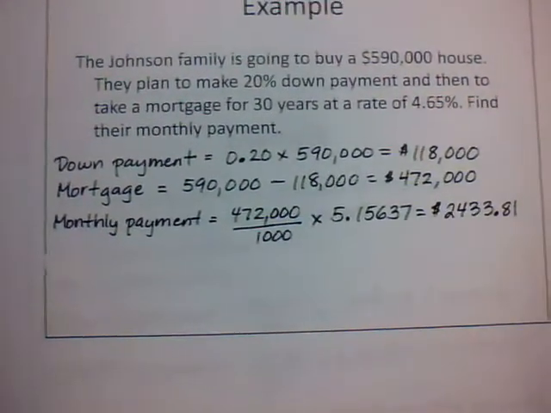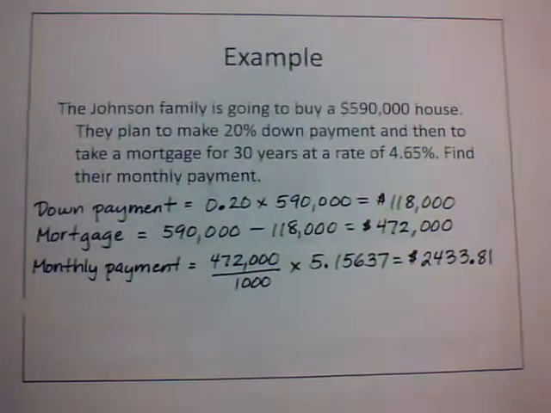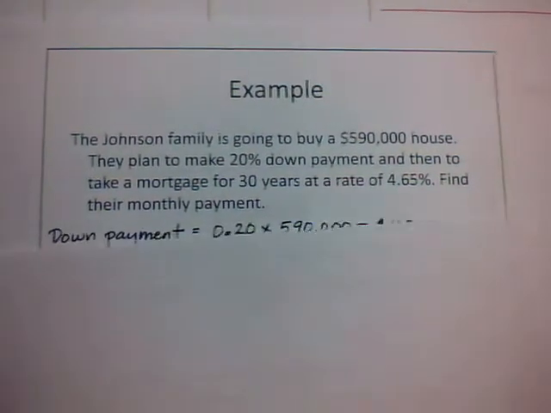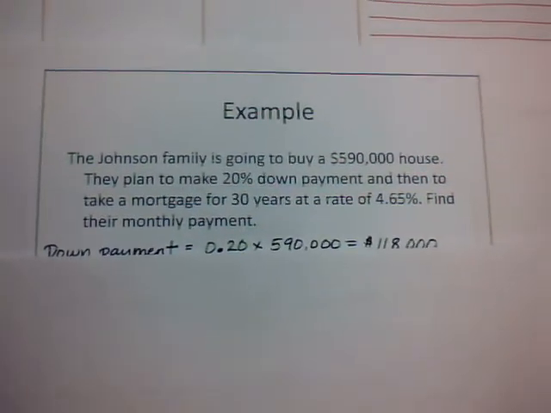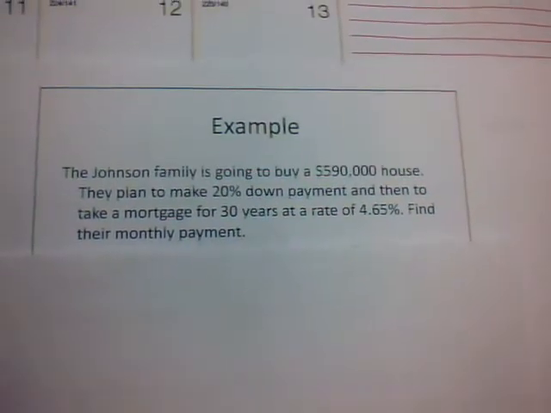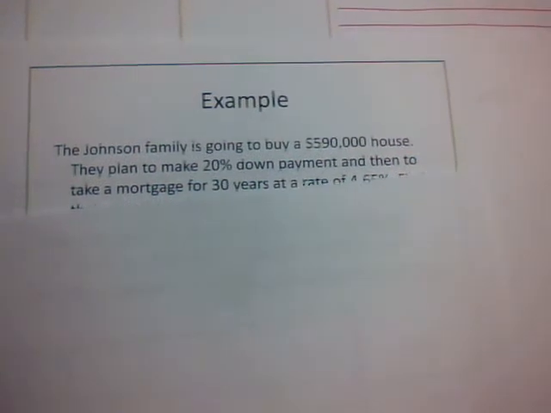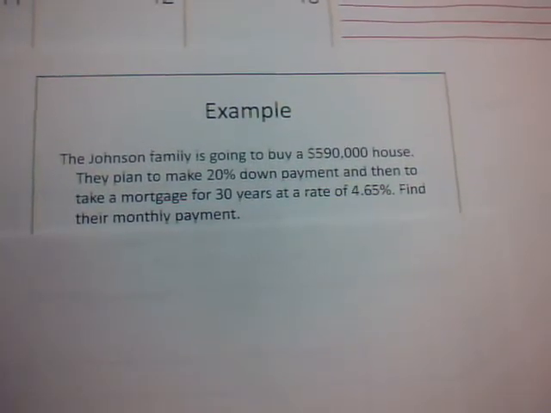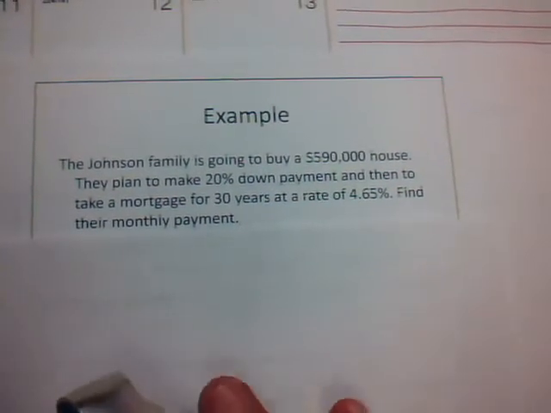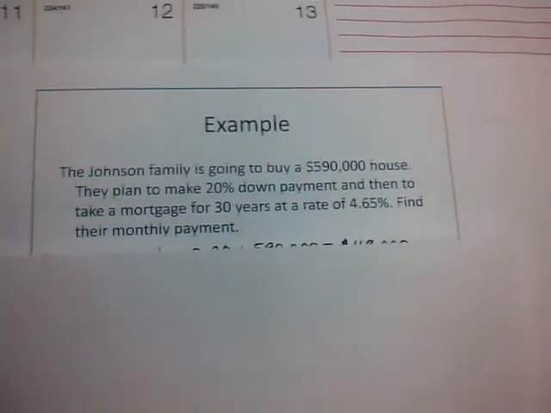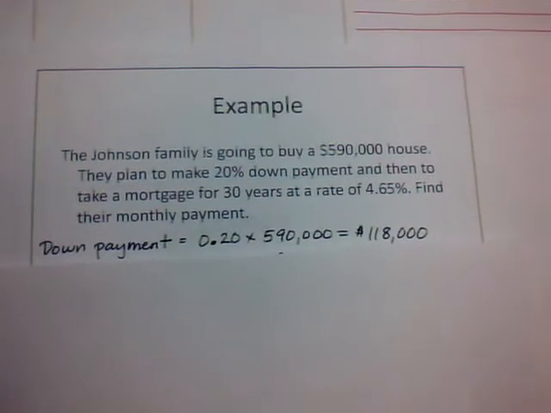Okay. Now let's say we want to find the monthly payment. Here the Johnson family is going to buy a house at $590,000. They plan to make a 20% down payment and then take out a mortgage for 30 years at a rate of 4.65%. Find out what their monthly payment is going to be.